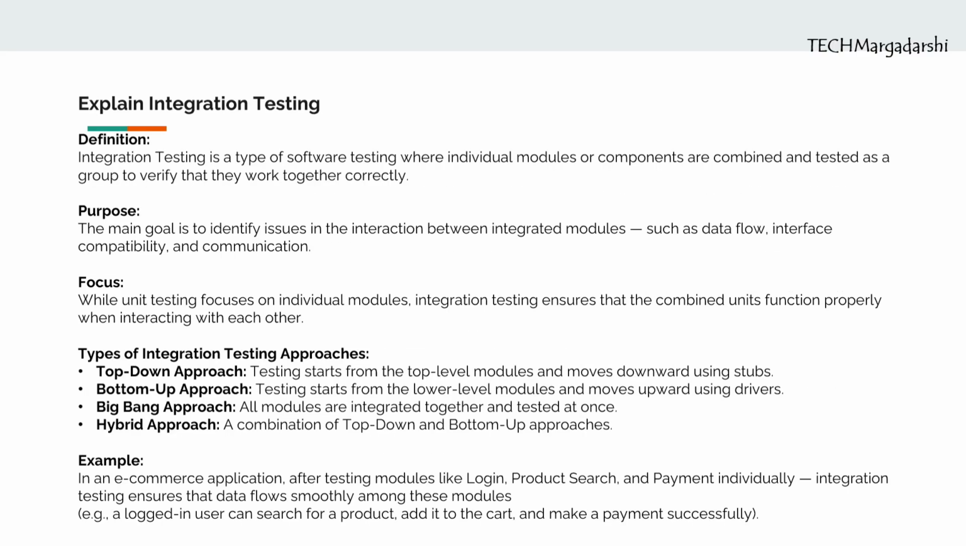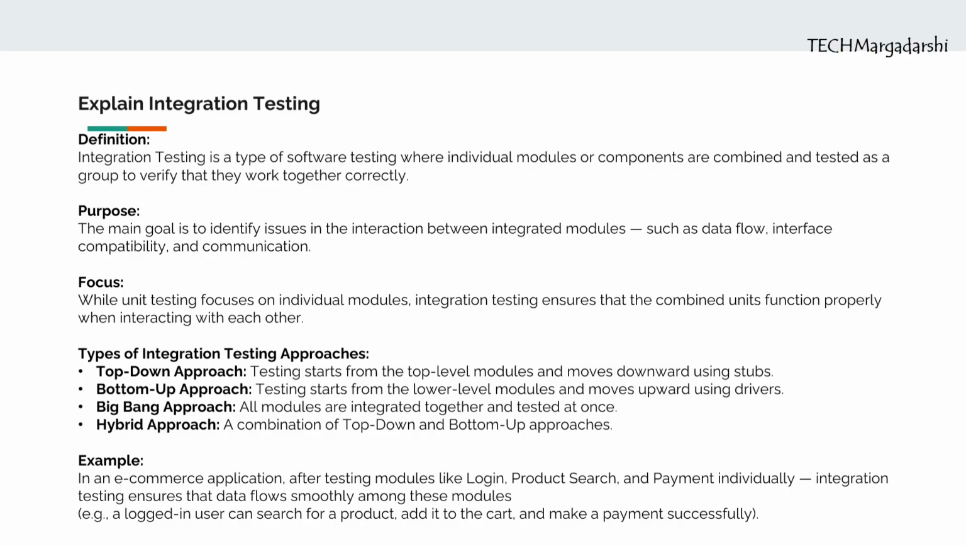Now, here is the next question. Explain integration testing. Integration testing is performed after unit testing, where we test how different modules or components of an application work together. For example, after testing the login, search, and payment modules individually, we check if they integrate correctly, like whether a user can log in, search a product, add it to the cart, and make a payment without any issues. The main goal of integration testing is to find defects in the interaction between modules, such as data mismatches, incorrect function calls, or communication failures.